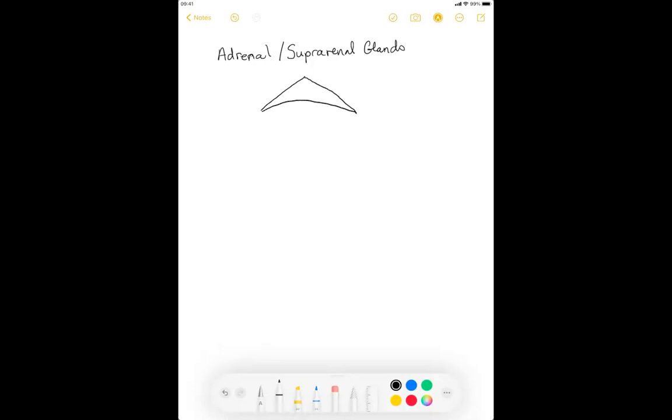There are two parts to the adrenal gland. There is the cortex of the adrenal gland, and I'm really exaggerating the thickness of the cortex right now. The cortex is the outer covering of the adrenal gland. This is the adrenal cortex. And the center of the adrenal gland is called the adrenal medulla.